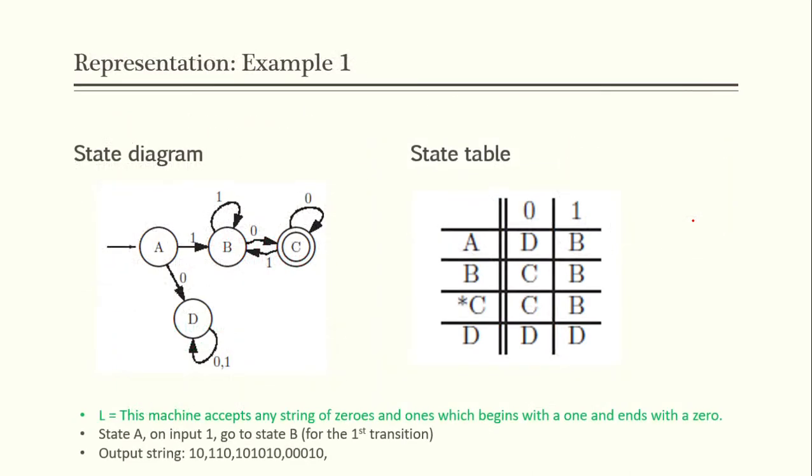As I mentioned, a finite state machine can be represented in two ways: a state diagram, and the second one is a state table. So this is an example. The first one is the diagram. The second figure here is the state table. This finite state machine actually represents a language. So what language does this finite state machine represent?